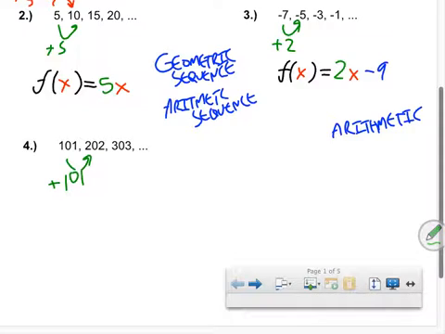And then if we add 101 for each term, what's my function going to look like? What, you can tell me what's the sequence? It's an arithmetic sequence, but what's my function going to look like?